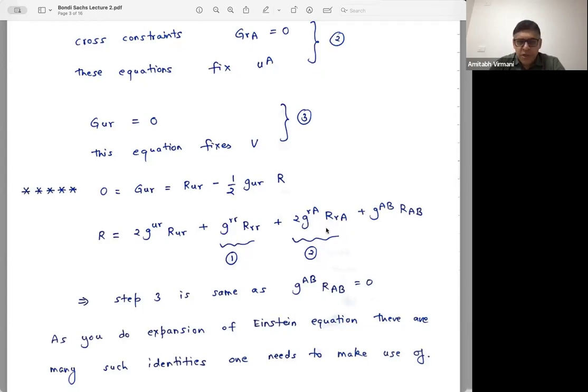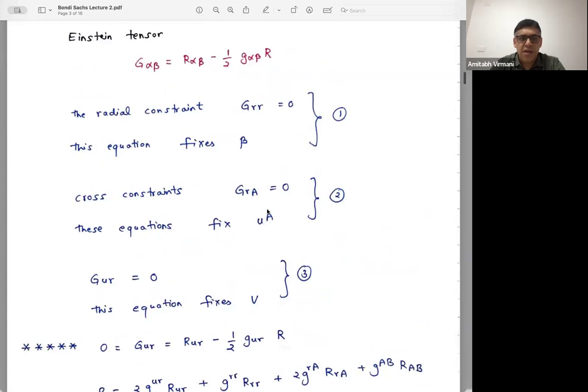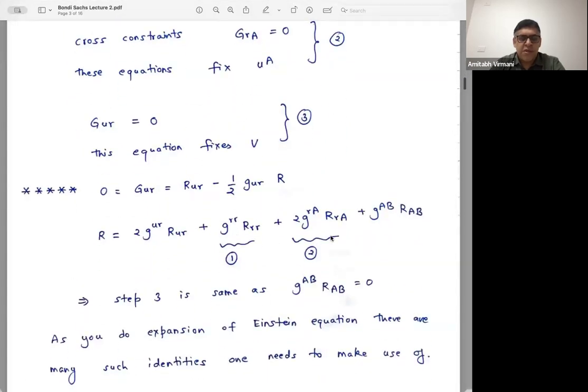But these are the two equations that we have analyzed in our step 1 and step 2, these equations, GRR and GRA. So if you use those equations, then you see this is just UR and RAB. But since we are interested in studying the UR equation, everything is equal to 0. So this is essentially the same as studying the equation GAB RAB equal to 0. So this step 3 is the same as GAB RAB equal to 0.